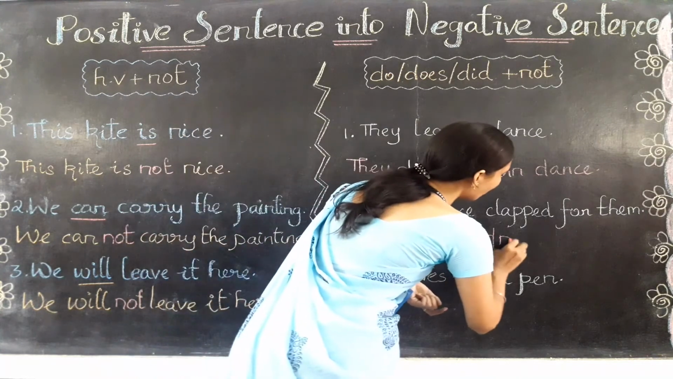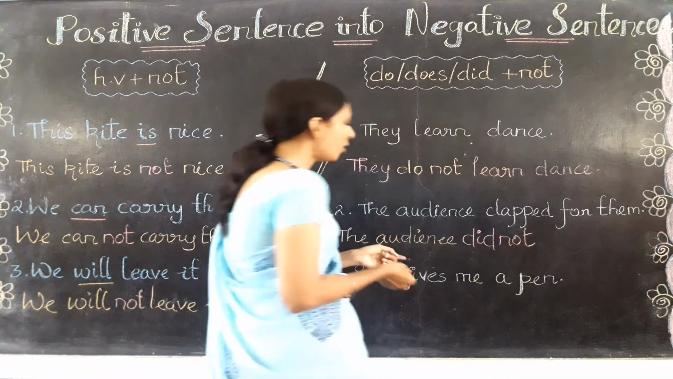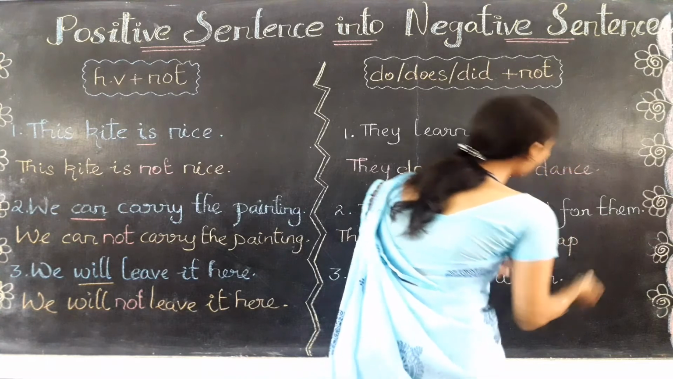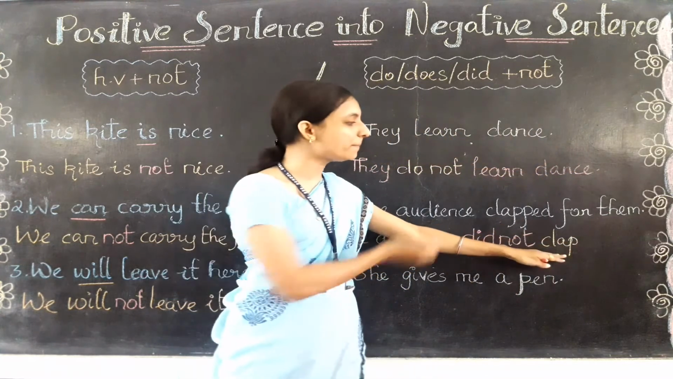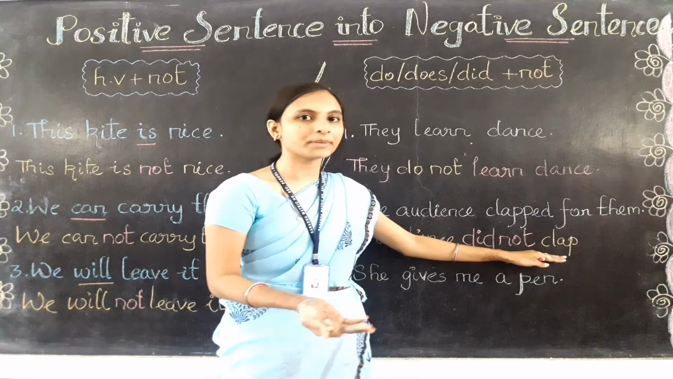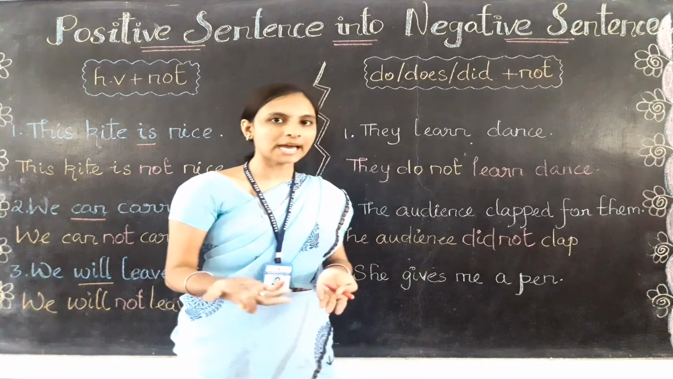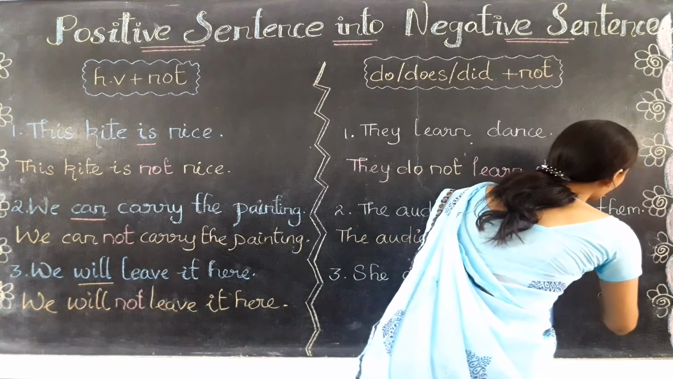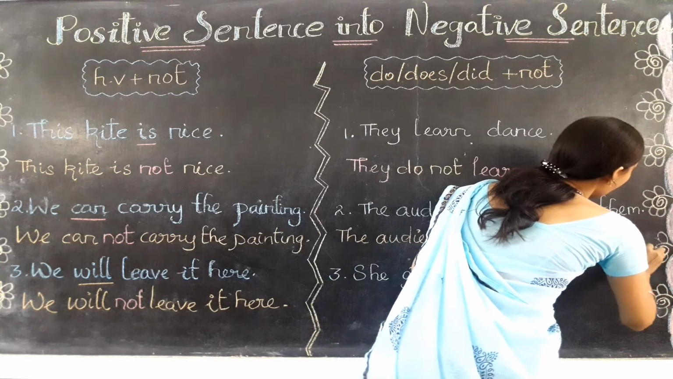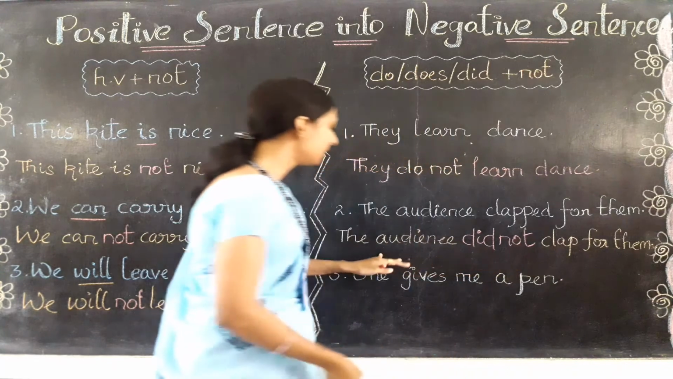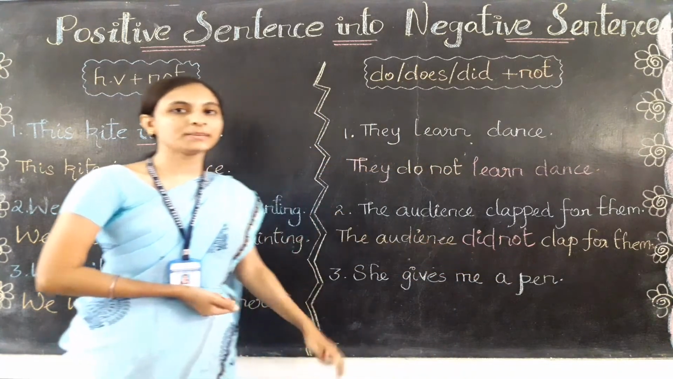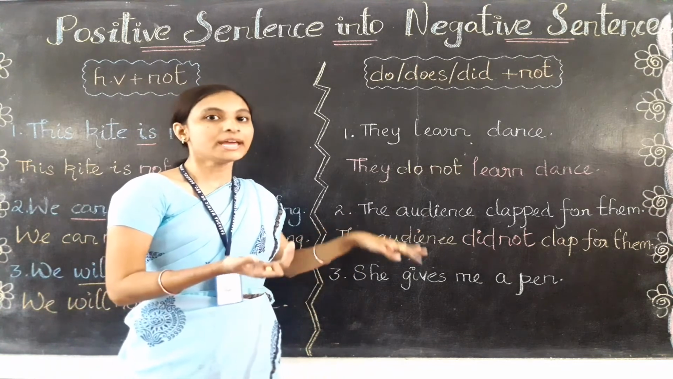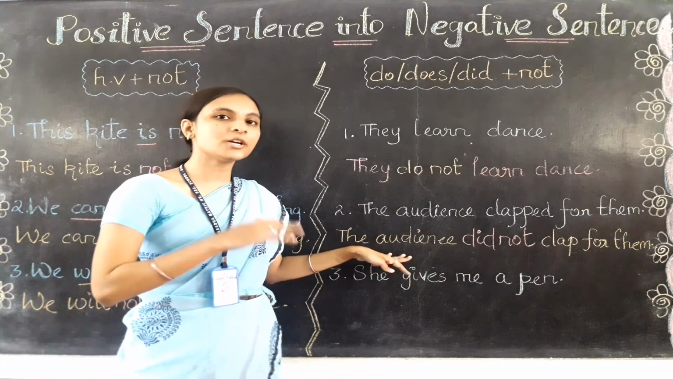After did, I need to write not: the audience did not clap. I should not write clapped here. I need to use the base form, the normal verb of clap. What is the normal verb? That is clap only. So: the audience did not clap for them is the negative sentence. The audience clapped for them, அவங்களுக்காக கை தட்டினாங்க, is the positive. The negative will be: the audience did not clap for them.